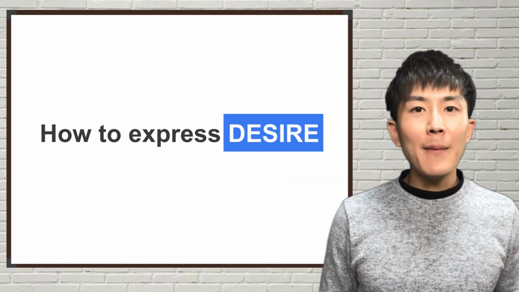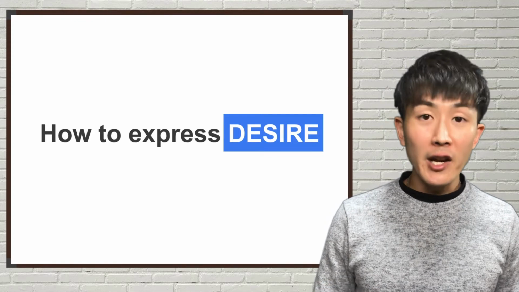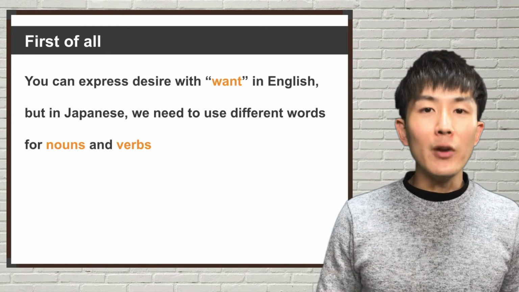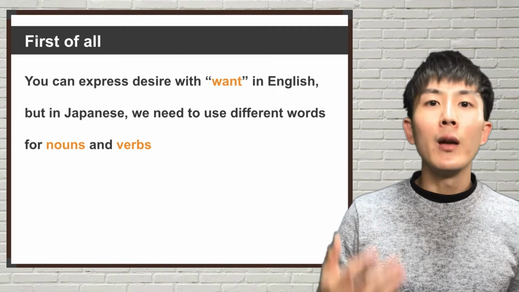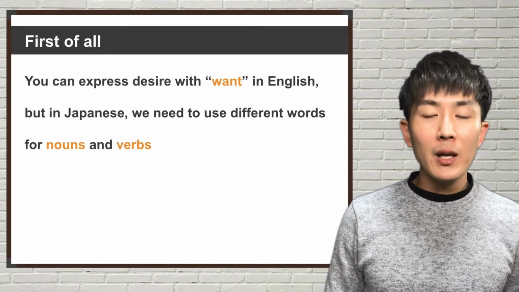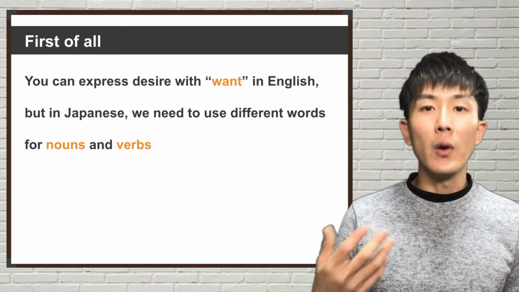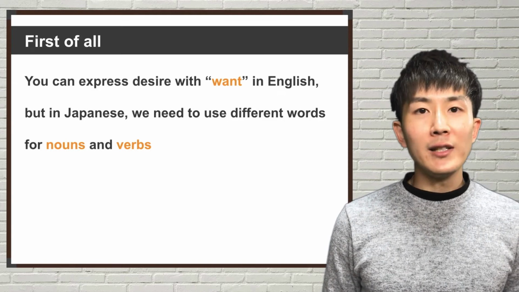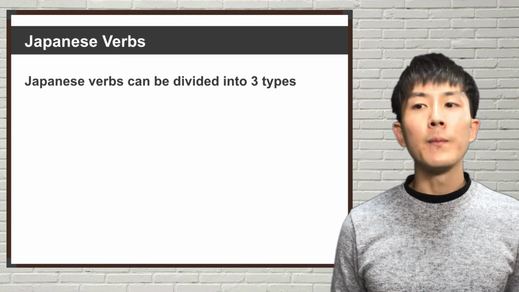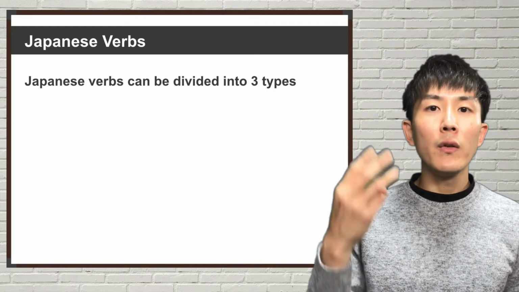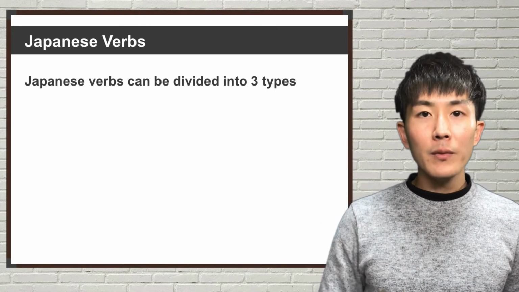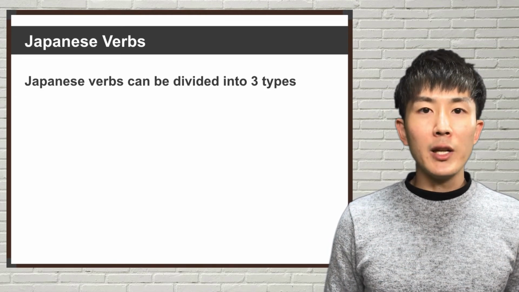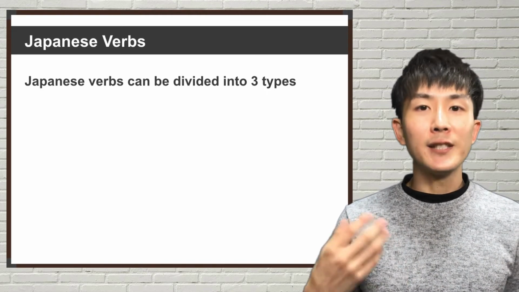In this video, I'm going to talk about how to express desire in Japanese. So let's get started. First of all, in English, you can express desire with "want," but in Japanese, we need to use different words for nouns and verbs. First, I'm going to talk about how to express desire with verbs. Japanese verbs can be divided into three types: Group 1, Group 2, and Group 3. Each of the groups has a different conjugation system to express desire.